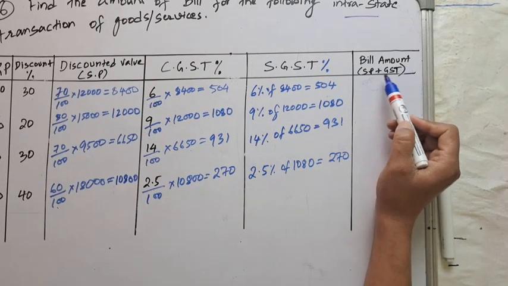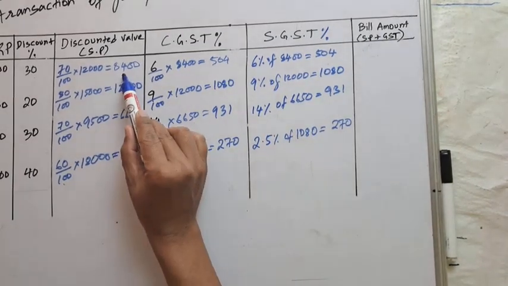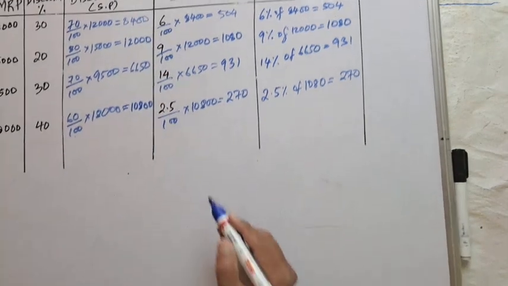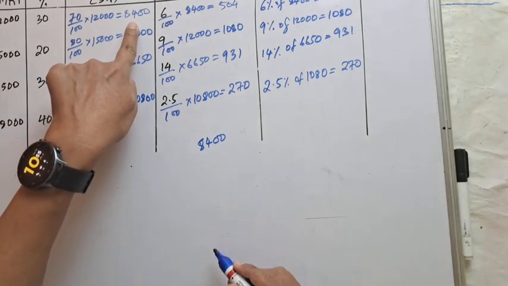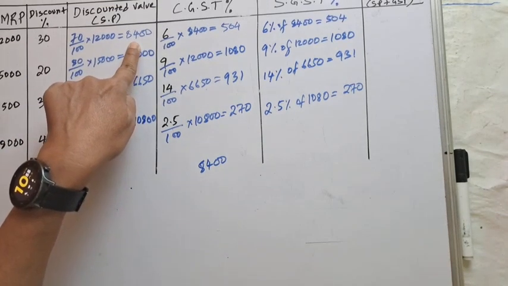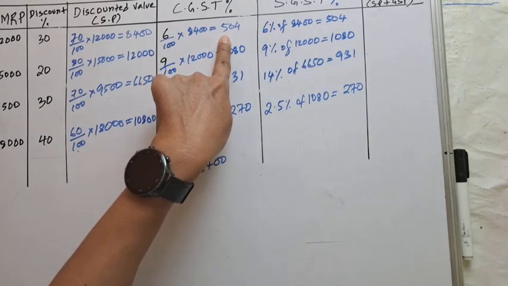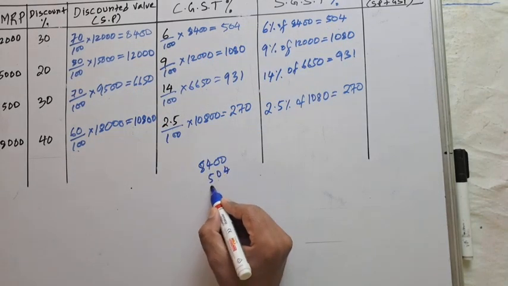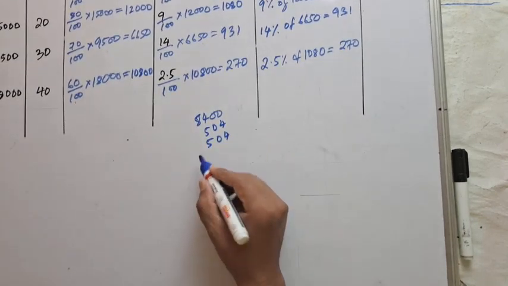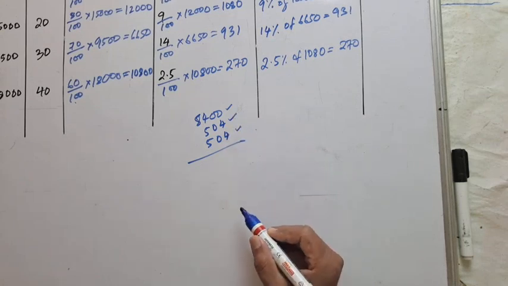Bill amount means selling price plus tax. Taxes, CGST and SGST both. So we have 8,400 in the first case. 8,400 is the selling price, the discounted value, isn't it? 8,400 plus 504 and 504. This 504 is CGST and this 504 is SGST. So we add selling price plus CGST plus SGST, and we get the bill amount.